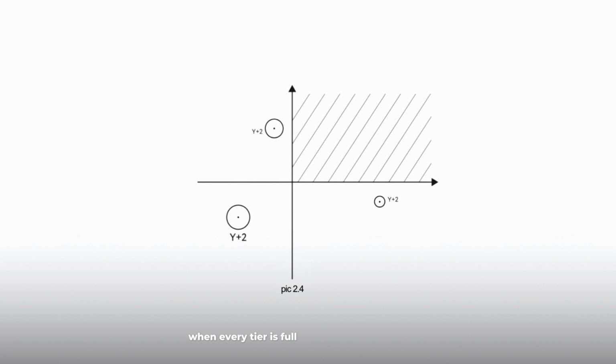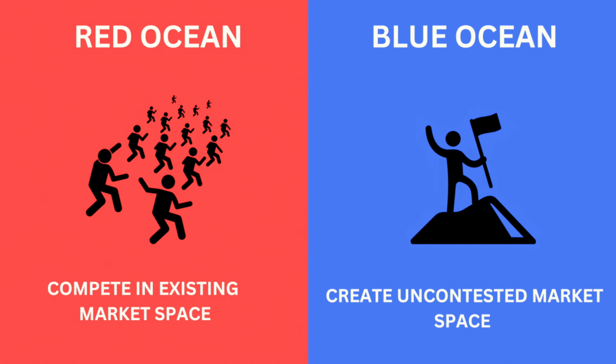And here is the secret: white space. When every tier is full, fighting directly is losing. The real opportunity is the quadrant no one occupies yet. This is what we call the blue ocean strategy.